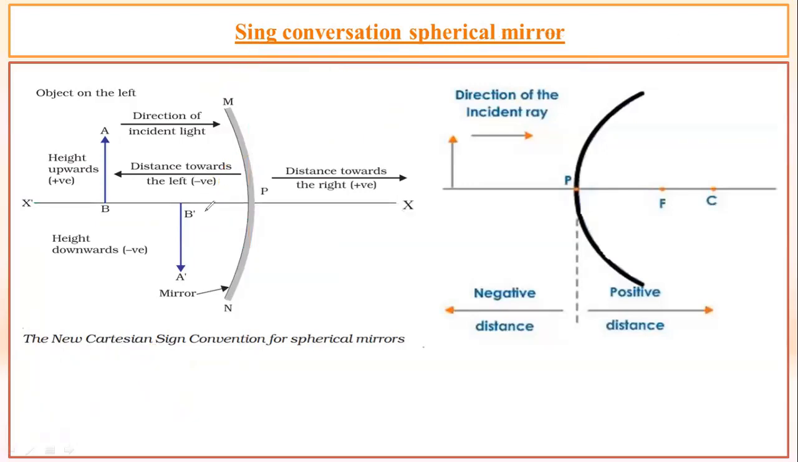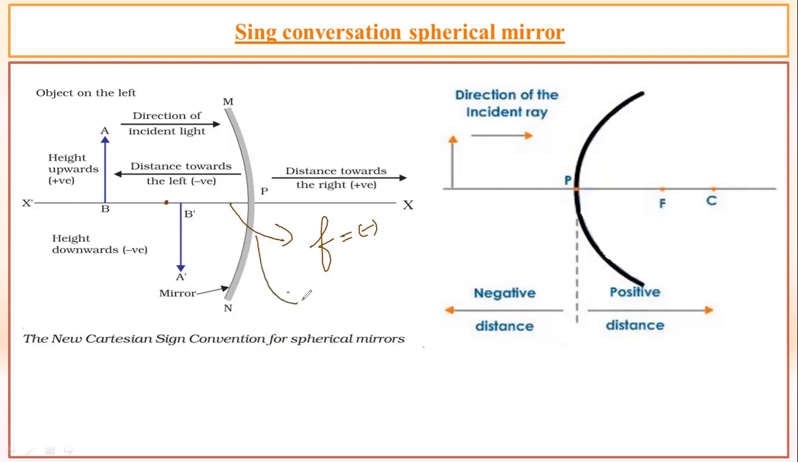We are going to discuss over here the focal length. The distance of the focus from the pole is known as the focal length. Suppose, for example, we have the focus over here on the pole. For the concave mirror, our focal length will always be negative. We will take it as negative.